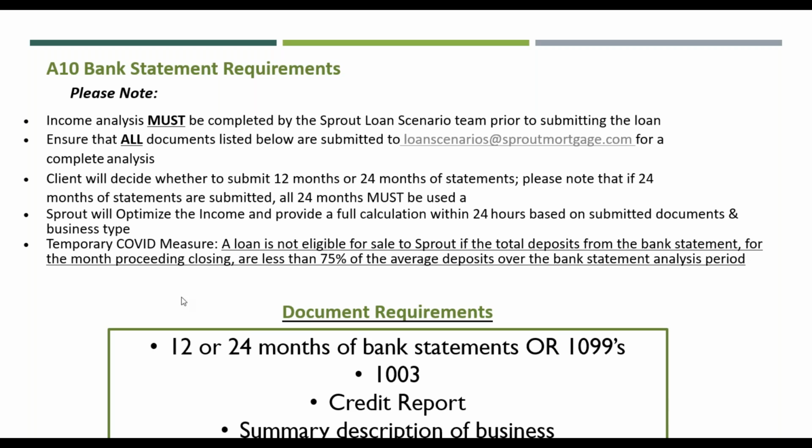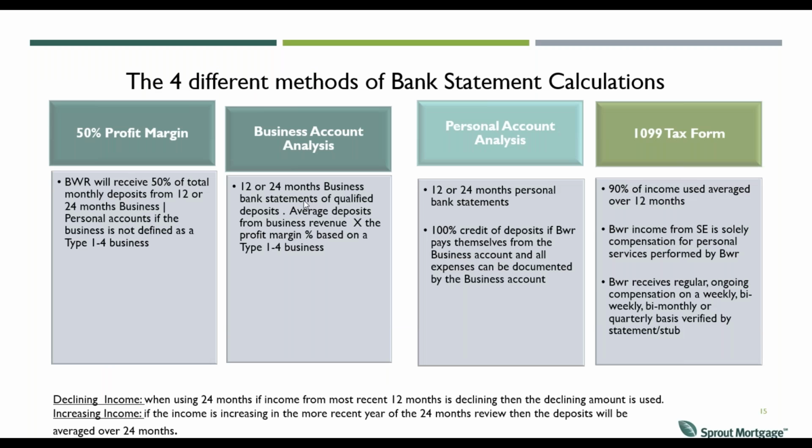And here's what I just explained to you regarding COVID. So it's very important to make sure you review those ahead of time, because if you send them 24 months, they can't unsee the last 12. There are 4 different methods. So once you send those in, you're going to say, okay, well, how are you guys going to do those? So there's a couple of methods for business.